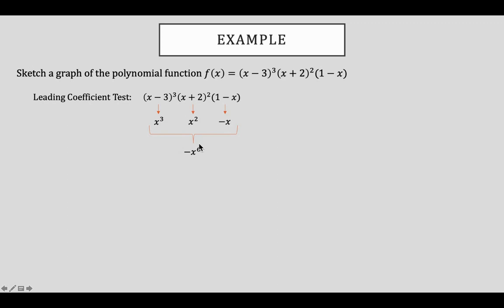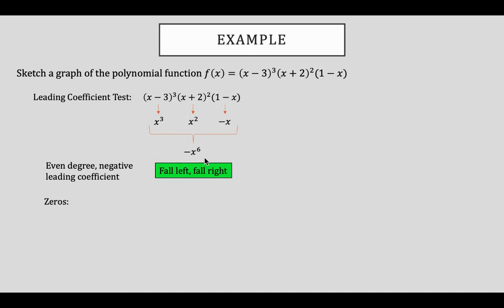All right, so this is a polynomial of degree 6, and it has a negative leading coefficient. Even degree and negative leading coefficient, what does that mean? The graph is going to fall to the left and fall to the right. After we apply the leading coefficient test, we need to determine the zeros.